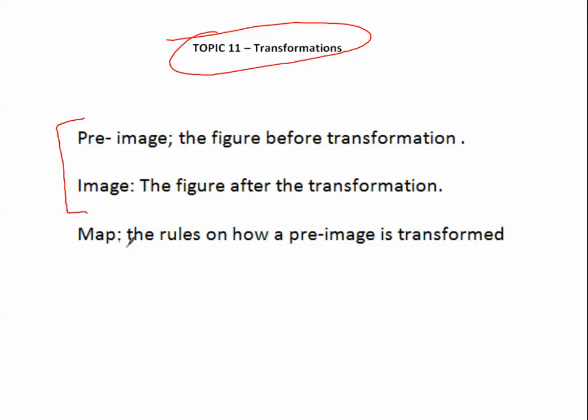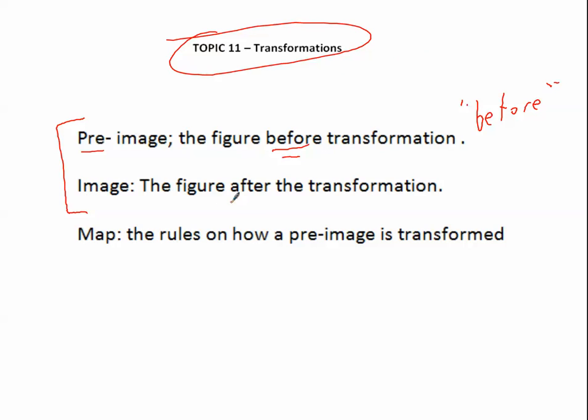A couple of quick bits of vocabulary. You're going to see these words used a lot. The pre-image and the image. Just remember, pre means before. This is your picture before anything has been done to it. Before. This is whatever shape or picture or line or dot that you start with before you move it.